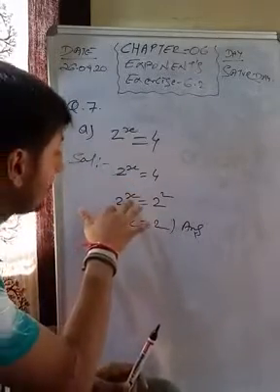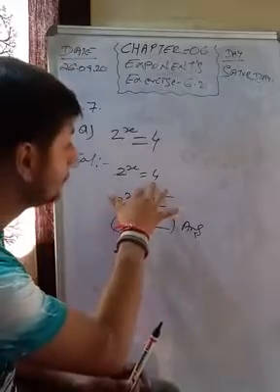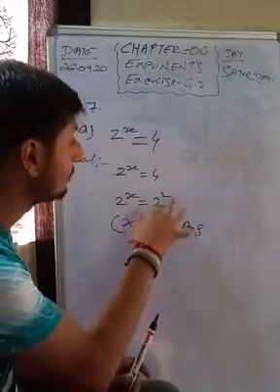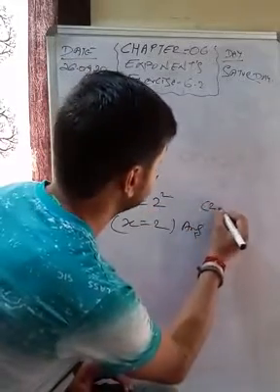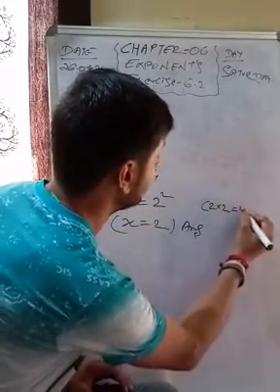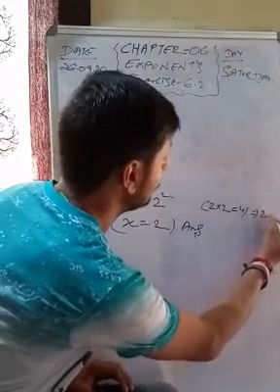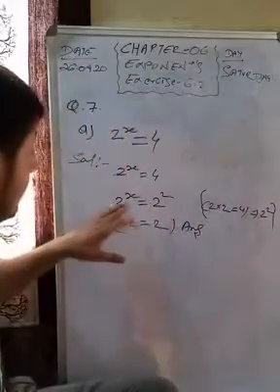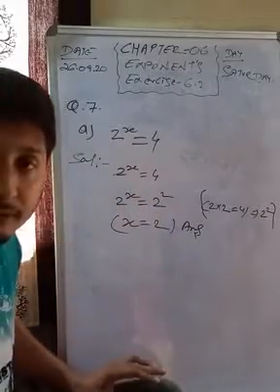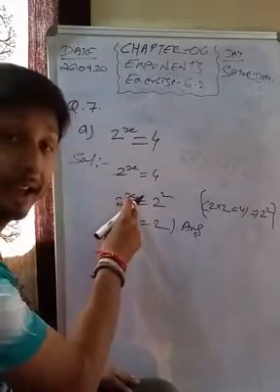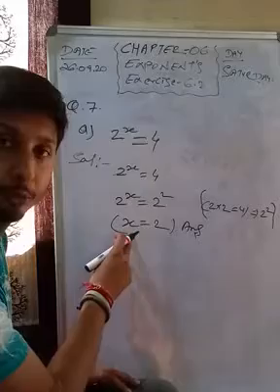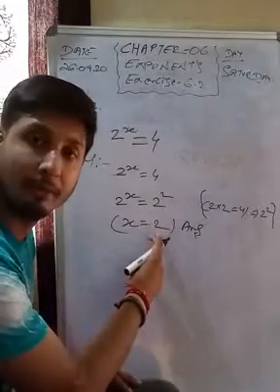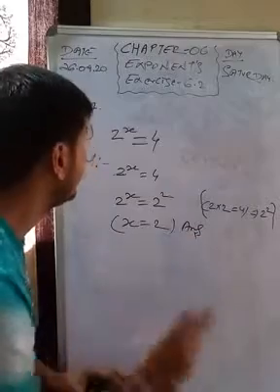This is 2 to the power x, and this is 4. But I write 4 as 2 to the power 2, because 2 multiplied by 2 equals 4, so 2 squared. These are the exponents we have written. So the exponent is x, so x equals the exponent, which is 2. So this is your answer.